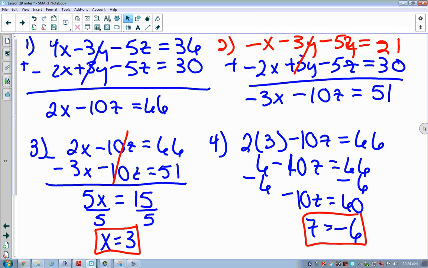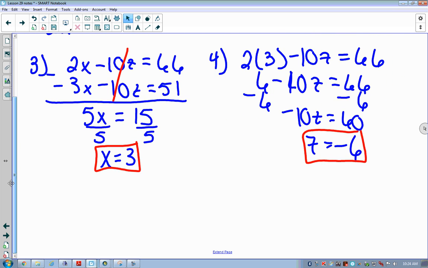My last thing to do is to solve for the variable that I eliminated. Now that I have an x and a z, it doesn't matter which equation I plug it into, I should be able to solve for y. And this is about to make me sick, this screen bouncing up and down. All right, so step 5.